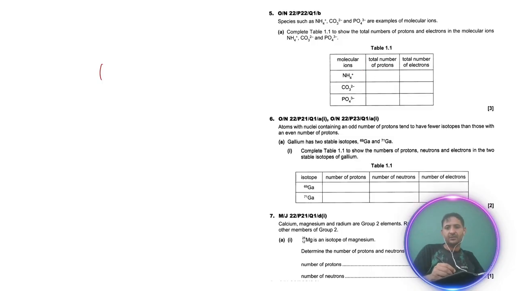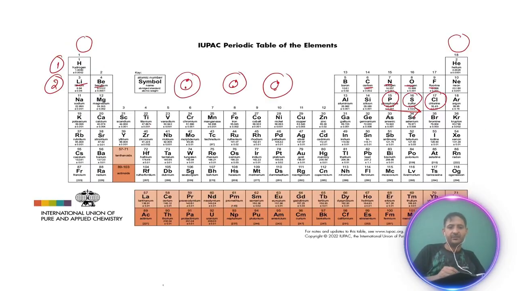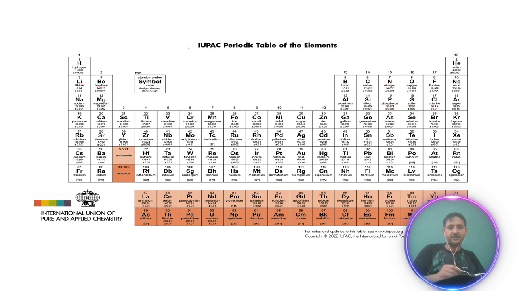Here, total number of protons. You know in nitrogen the atomic number is 7 and hydrogen's atomic number is 1. How do I know this? You can check this from the periodic table. Here we have nitrogen, and you can see its atomic number is 7. It means there are 7 protons.